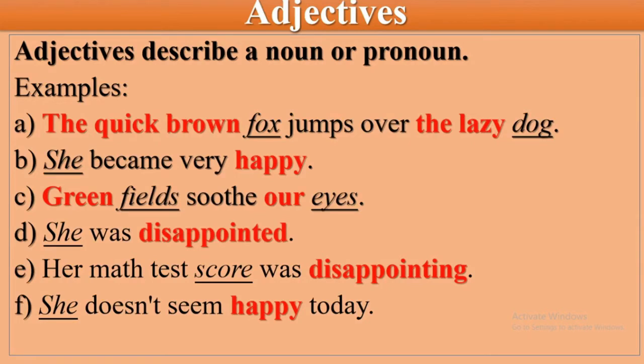And again, the lazy dog. So how is the dog? The dog is lazy. In this sentence, the words the lazy have described the dog. So these are adjectives. She became very happy. How did she become? She became happy. In the sentence, happy is an adjective because it has modified the pronoun she.